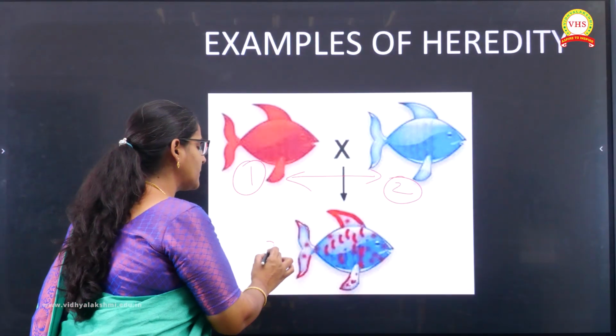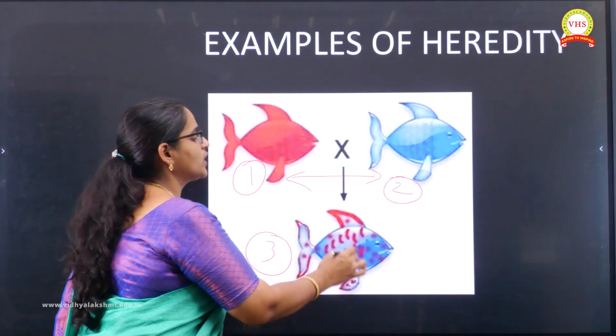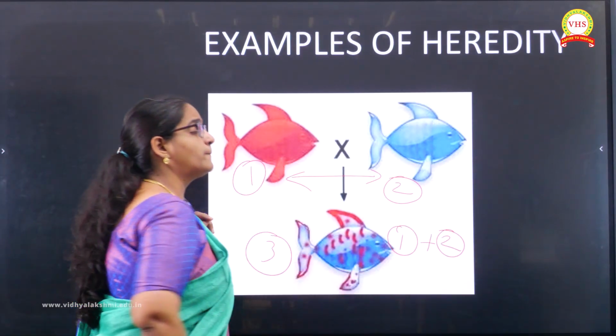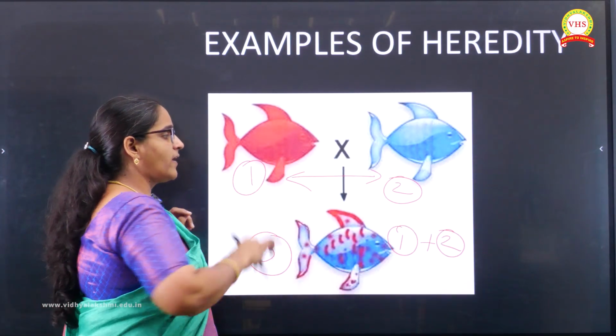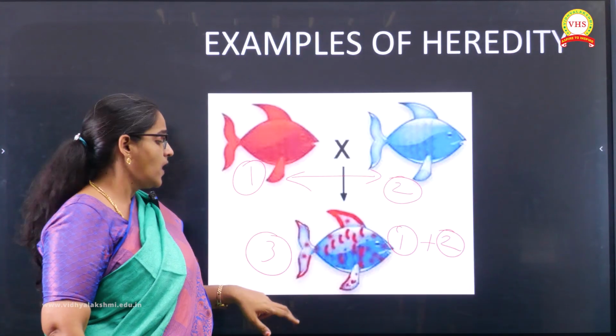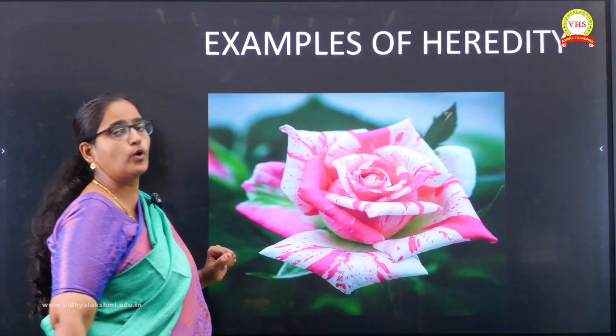Now when you see, the progeny will have the combination of both the characters. That is, the characters will come from both the parents, from number 1 and from number 2. So the hybrid species or the progeny will always have the combination of both the characters.